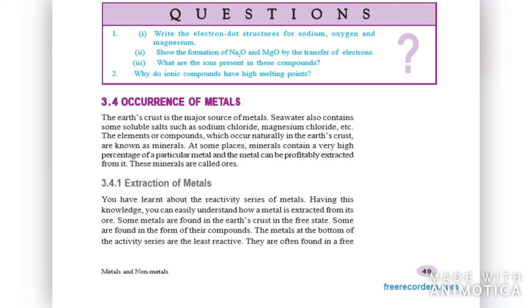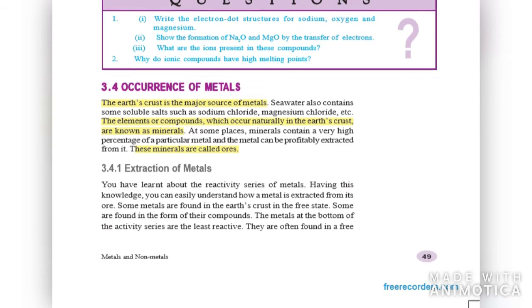So we have occurrence of metals. Like where do we get metals from? So major source of metal is earth crust. Now some elements or compounds which occur naturally on the earth crust is known as minerals. Those elements or compounds which occur naturally in the earth crust are known as minerals. Now these minerals are often known as ores. We get minerals from ores. Now they are in combined state most of the time.